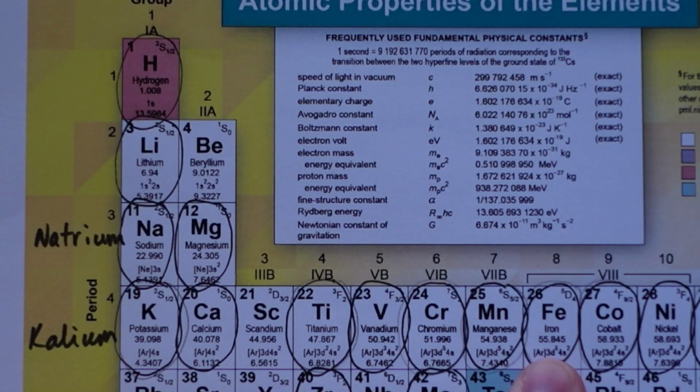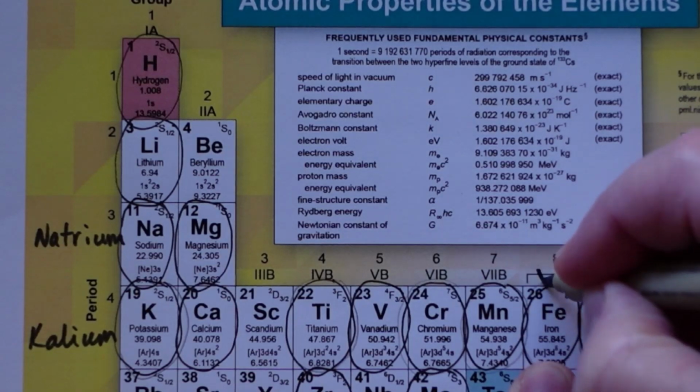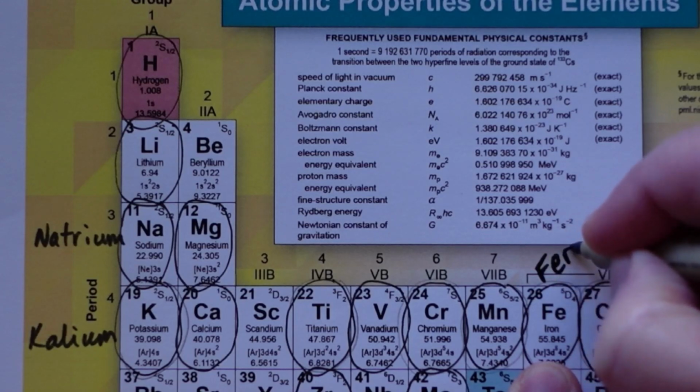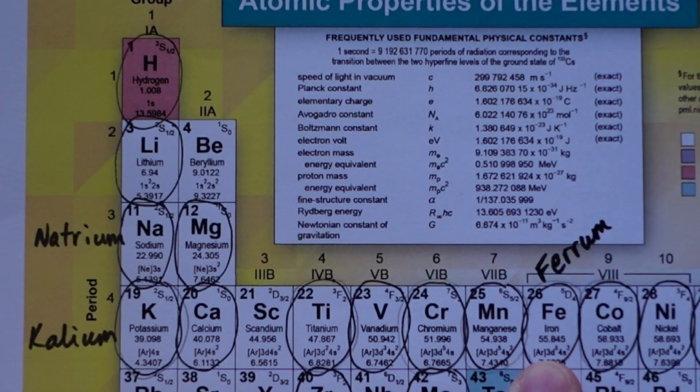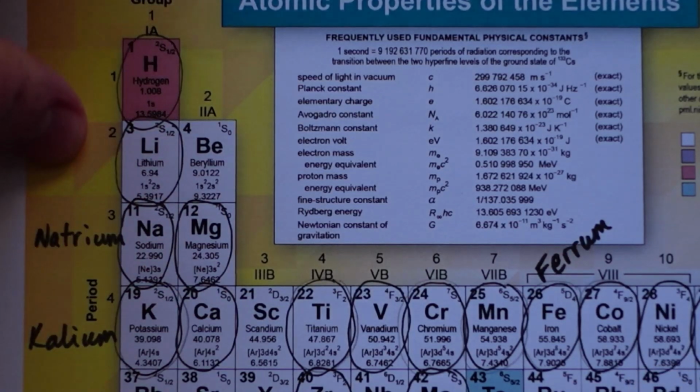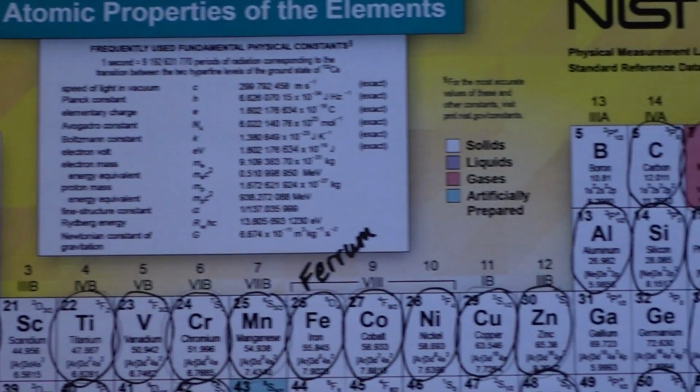Here's another weird one. Iron. Iron is Fe. That's weird, isn't it? The Latin for iron is ferrum. That's why the chemical symbol for iron is Fe, ferrum. Cobalt, Co, that makes sense. Nickel is another element that we'll see in our pigments. Ni, that also makes sense. I'm going to shift over here.